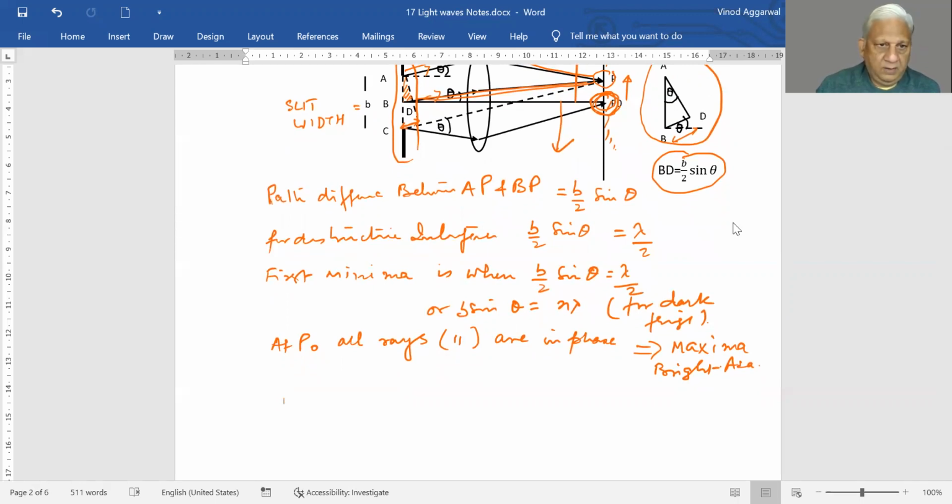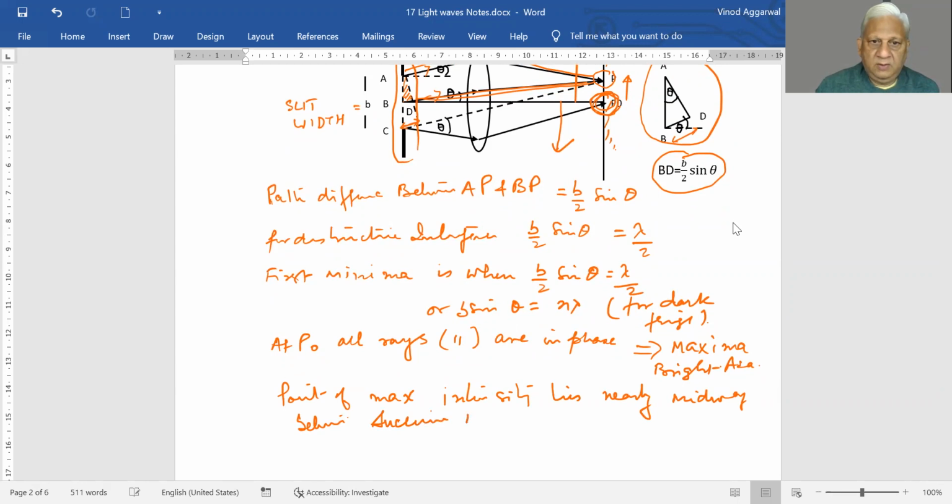Here in this case, the point of maximum intensity lies nearly midway between successive minima. Meaning thereby, if you have two dark fringes, the maximum intensity will be somewhere in the middle of these dark fringes.